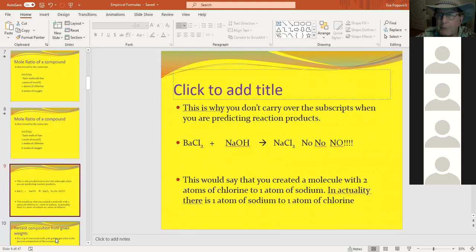Am I saying stupid things yet? Specifically, this is why you don't carry over the subscripts when you're predicting reaction products. Because if you carry over the subscript for the chlorine and make NaCl2, you've changed the molecule. You no longer have salt, you have a different molecule with 1 sodium and 2 chlorine atoms.